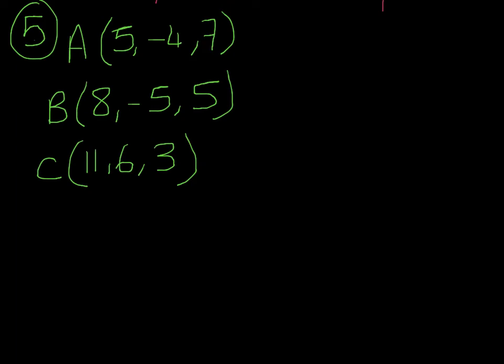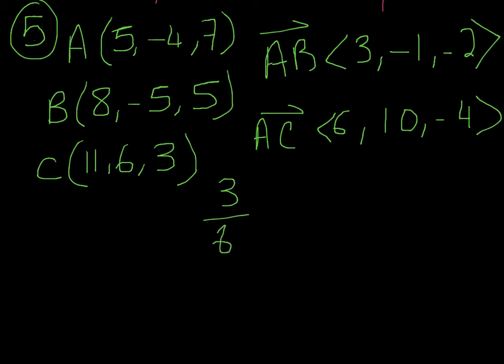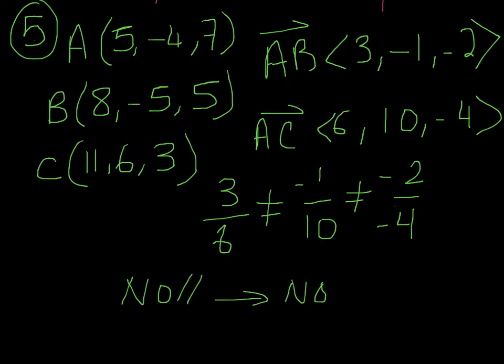To determine if these 3 points are collinear, I want you to find vector AB and vector AC and see if you can put them in component form. Check to see if they're parallel. For the first vector AB, do terminal minus initial on 3 components, and you'll get negative 3, negative 1, negative 2. Vector AC is going to be 6, 10, and negative 4. As you can see, 3 over 6 is not going to equal the ratio negative 1 over 10. It's not equal to negative 2 over negative 4. Therefore, they're not parallel. The points are non-collinear.